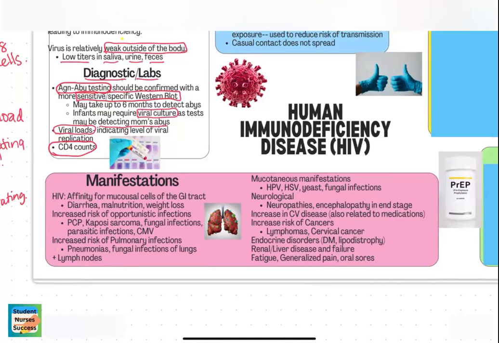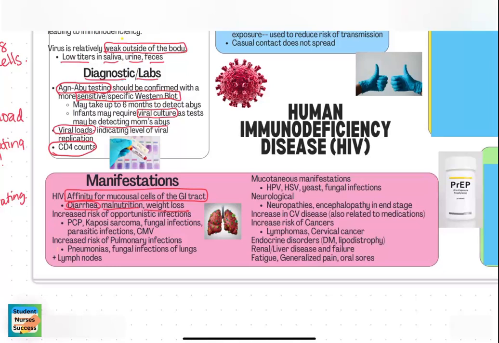What we see with HIV is that it does have this affinity for mucosal cells of the GI tract. And you don't suspect that so much, but individuals with HIV really have a lot of diarrhea. They may have some malnutrition and weight loss. And those seem like very vague symptoms, but I'm telling you, those are some of the main symptoms and probably some of the more difficult daily ones to deal with.